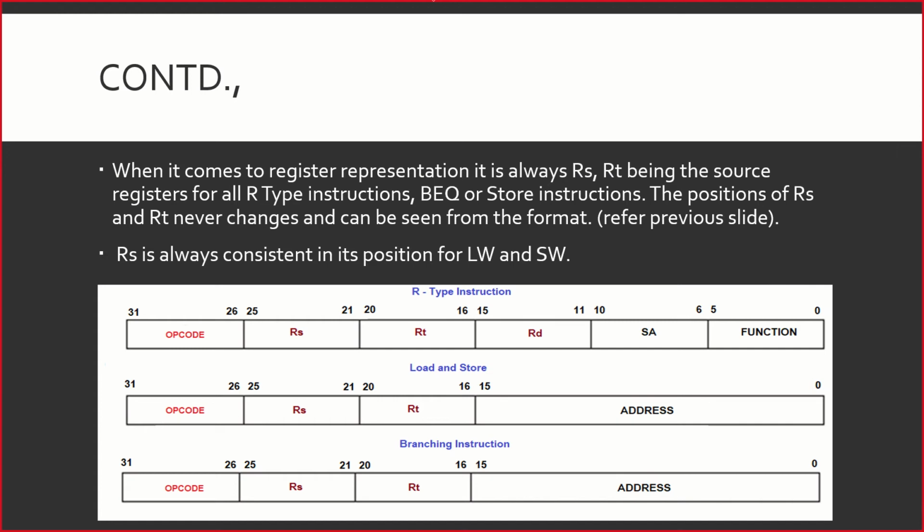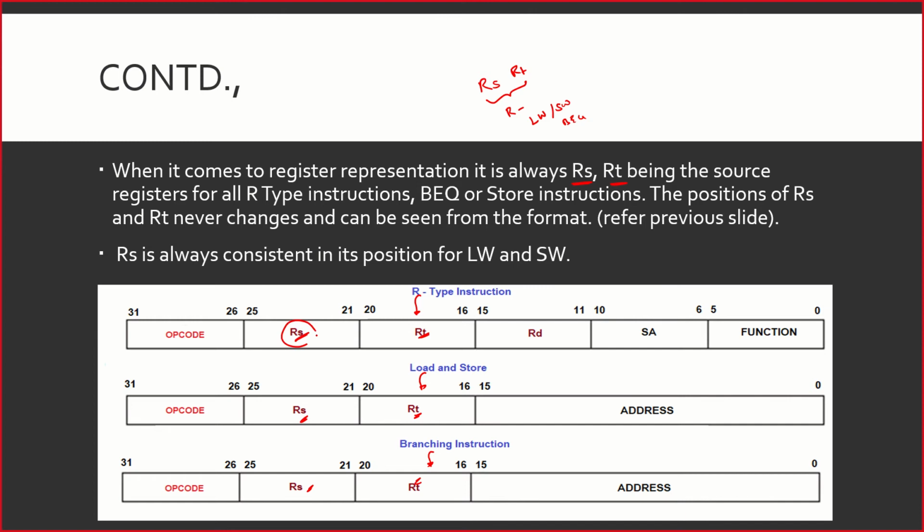Now, the next point that we can understand, and you could have observed, is that the position of RS and RT, the source registers, is the same. RS and RT are the source registers for all the R type instructions, load and store, and branch. So there is a lot of uniformity in terms of RS and RT: they are in the same position, and they play the same role for R type, load and store instructions, and also for the branching instruction. Remember it. This is another observation that we have right now.